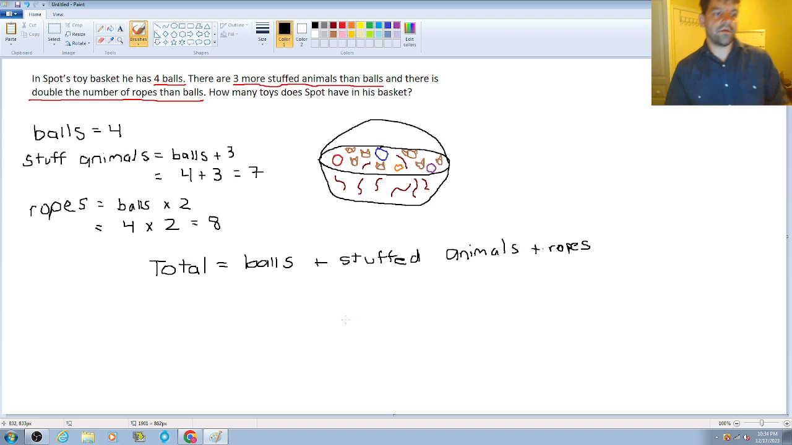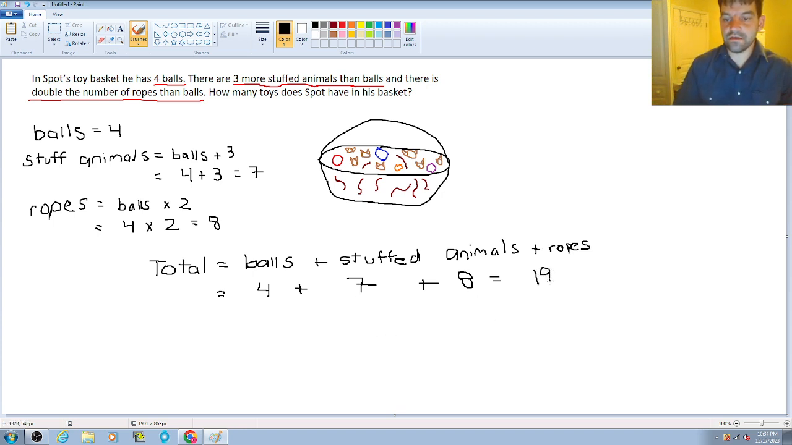But remember, because of all the work that we did in our previous step, we know what each of those values of those toys are. So the balls is going to be 4, the stuffed animals is going to be 7, and the ropes is going to be equal to 8. So when we add all of that together, 4 plus 7 is 11, and then 11 plus 8 is 19. And that's going to be 19 toys. So that will be our final answer.